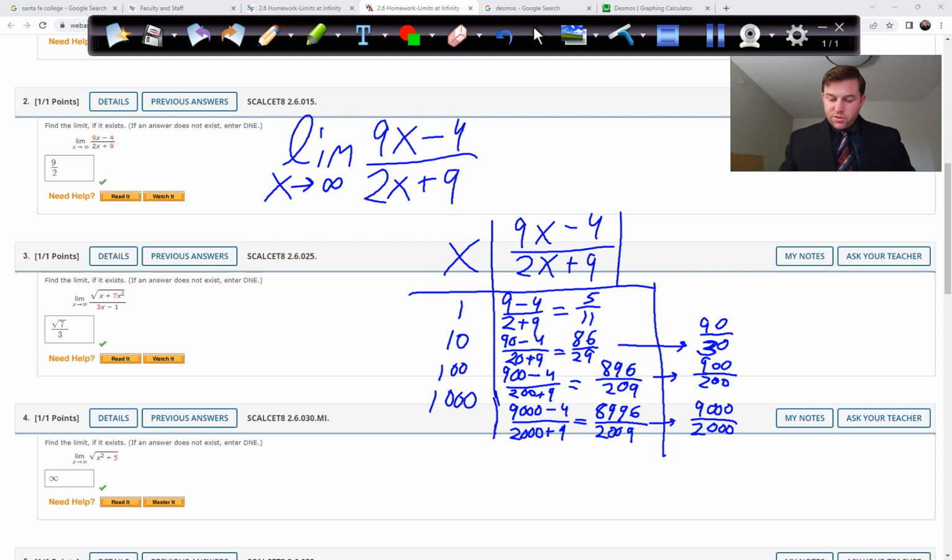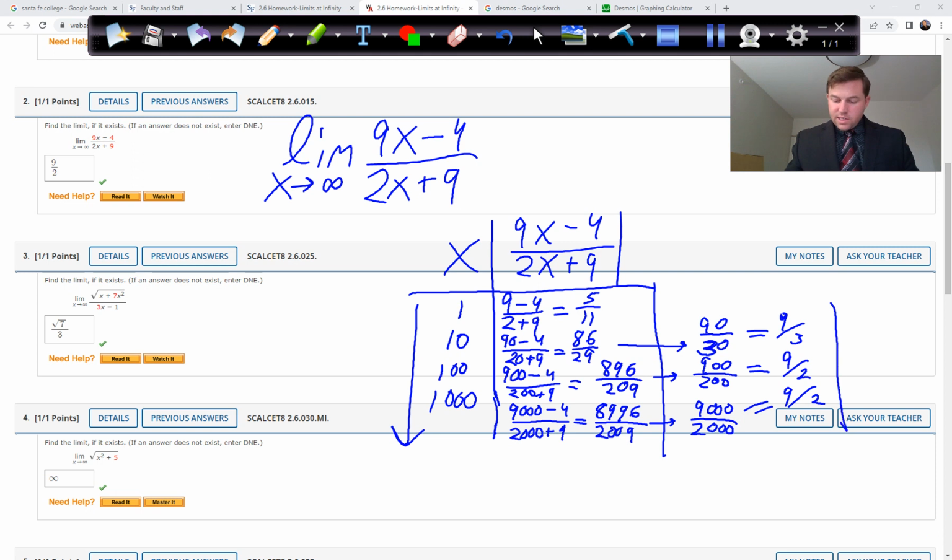But I can cancel those two zeros, and this is like 9/3. I can cancel these 4 zeros, and this is like 9/2. I can cancel all 3 of those zeros on top and bottom, and this is like 9/2. And what we're finding is that as x gets bigger, this is getting closer and closer to exactly 9 over 2.